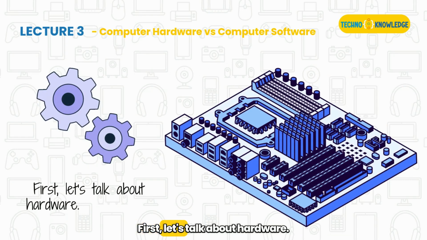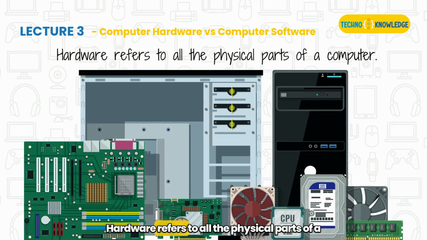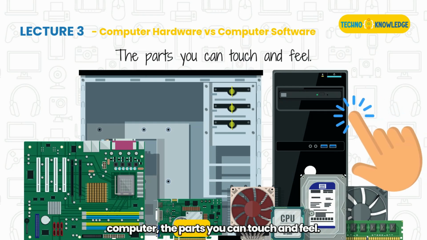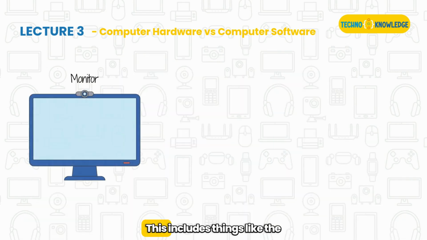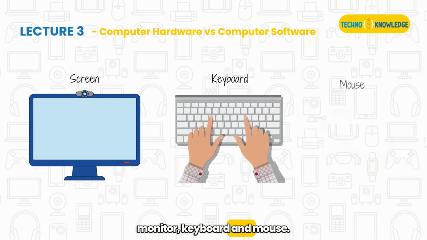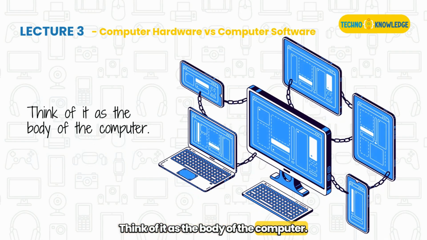First, let's talk about hardware. Hardware refers to all the physical parts of a computer. The parts you can touch and feel. This includes things like the monitor, keyboard, and mouse. Think of it as the body of the computer.